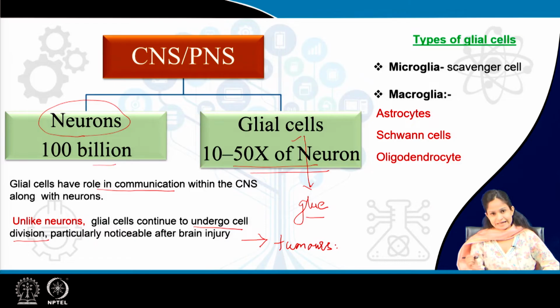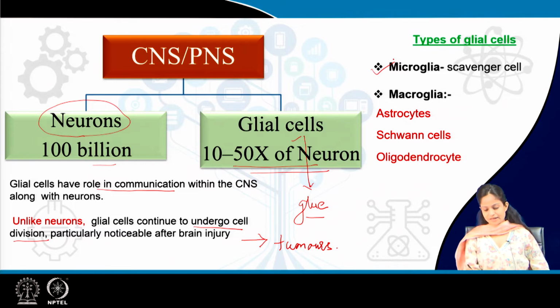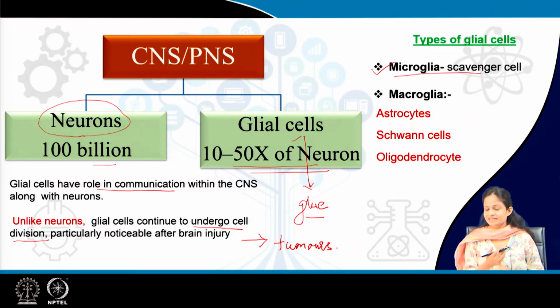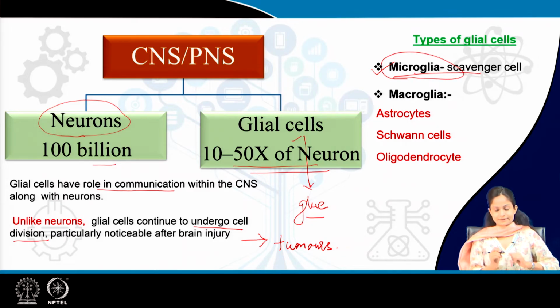Now, what are the types of glial cells we will see? Broadly, glial cells are divided into microglial cells and macroglial cells. What you have to remember is that microglial cells are the scavenger cells. They act just like other tissue macrophages. Now, what do these tissue macrophages do? They remove the debris or the inflammatory byproducts from the surrounding area of the cells. This is the same function done by the microglial cells.